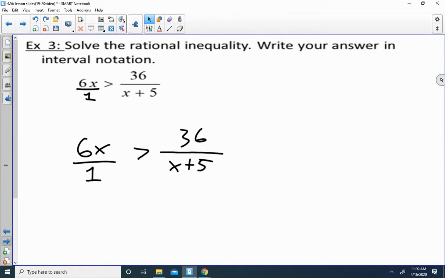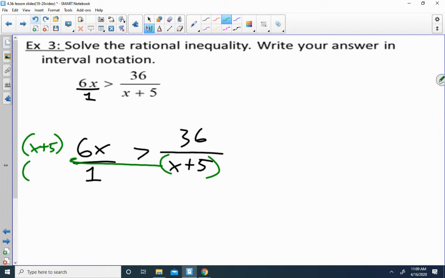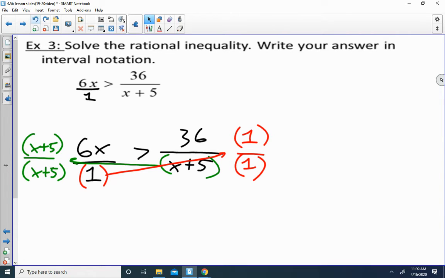And of course, as you see, the denominators are not the same. So we still got to use that trick from before. And of course, the trick from before, take this denominator, multiply it to this side, which will give you x plus 5, top and bottom. Then you're going to do the same thing with the 1 as well. Multiply that to the opposite side. And let's see what happens.